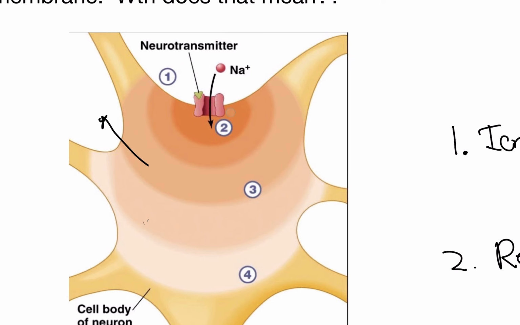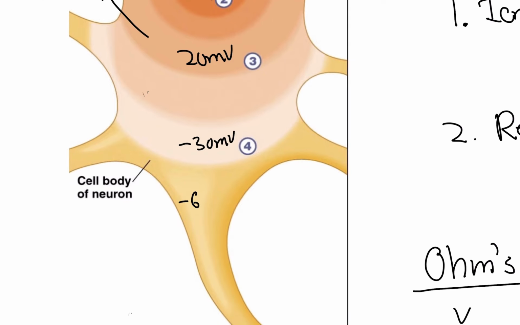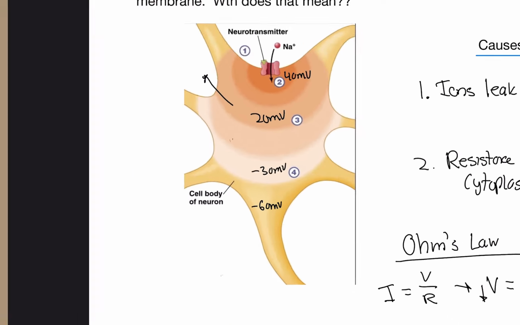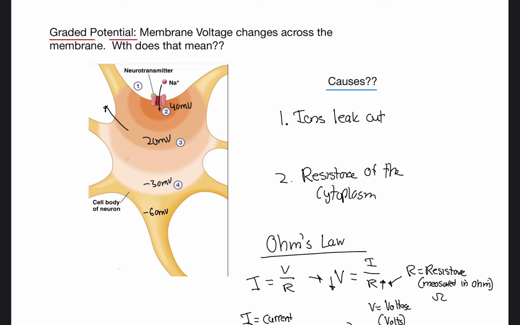So around here, maybe it's around 40 millivolts. As we go further out, let's say 20 millivolts, and in here, maybe negative 30 millivolts, and over here is like negative 60 millivolts, basically nothing. So you can see that the further the distance, the lower the potential is. Why does this happen?